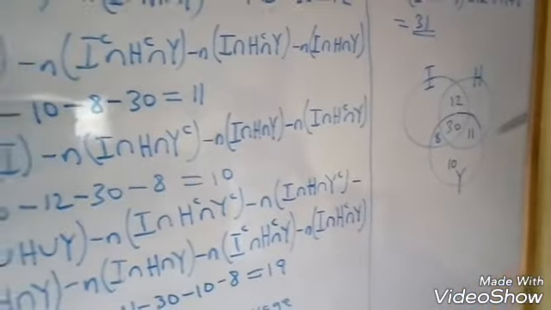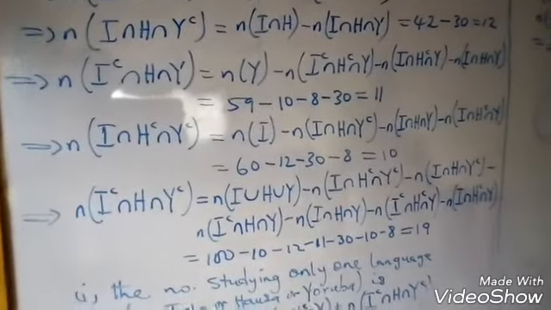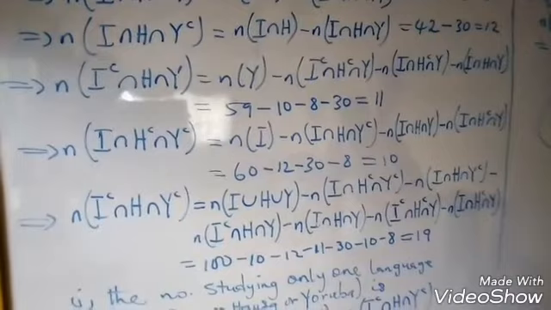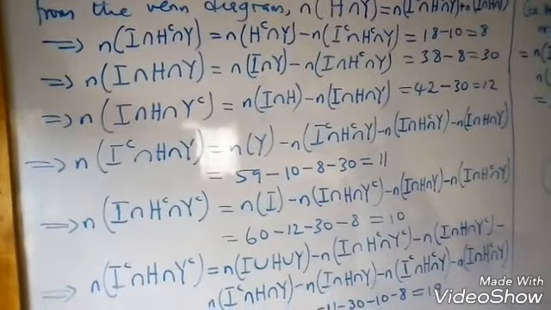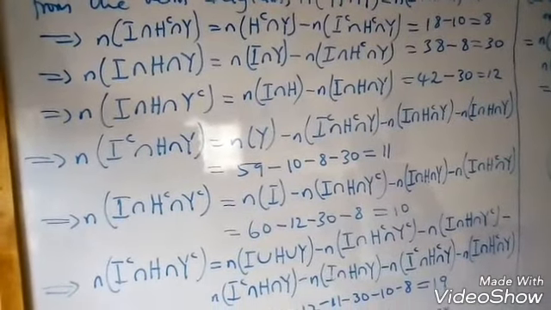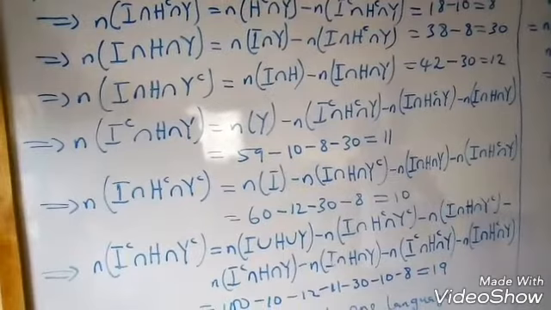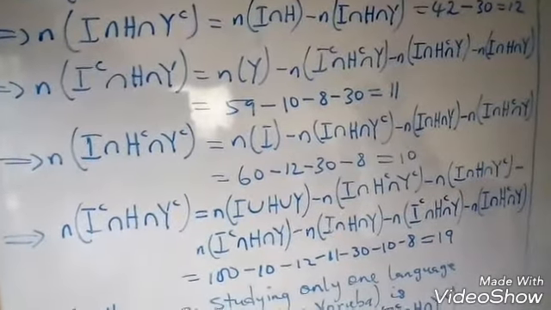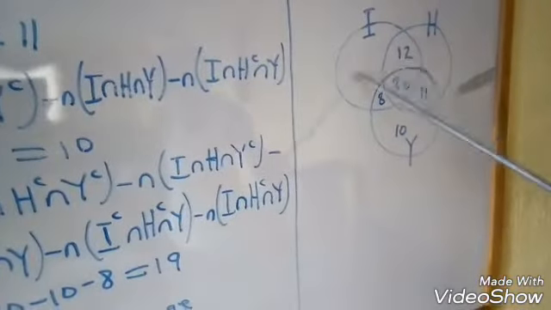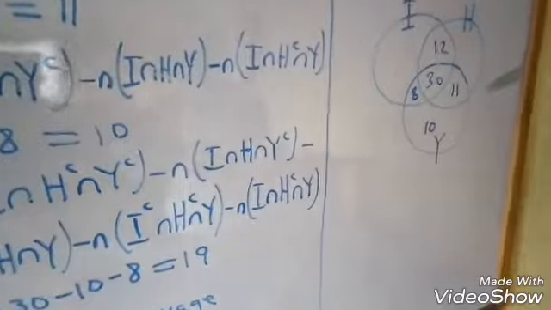We say I only, which is n of I intersection H complement intersection Y complement, is equal to n of I minus n of I intersection h intersection y complement minus n of I intersection h intersection y minus n of I intersection h complement intersection y. When we do that, we have 60 minus 12 minus 30 minus 8. That gives us 10. So I only there is 10.